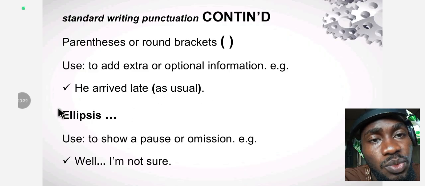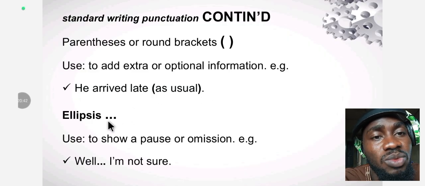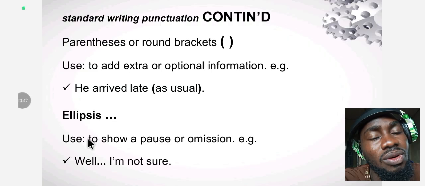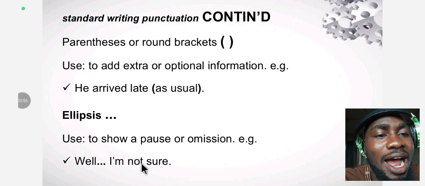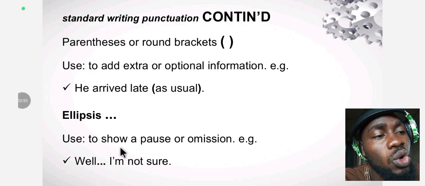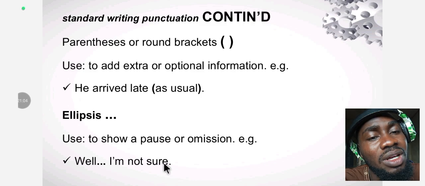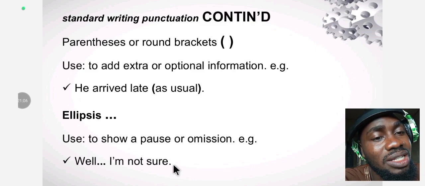Okay, the next we have here is ellipses. Ellipses, which is these three dots. What is it used for? Used to show a pause or omission. For example, well... I'm not sure. It was used for a pause in this sentence here.